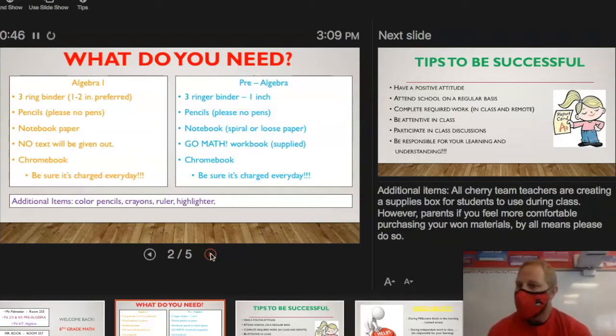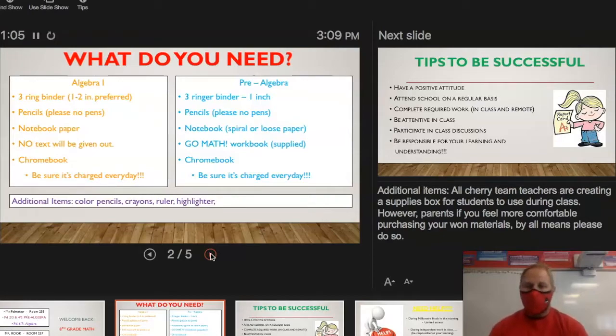3-ring binders, pencils, notebook paper. Can be either spiral or loose. In Algebra 1, no textbook will be given. Go Math, we will have a workbook and it will be supplied with you. Chromebook. Chromebook is the huge thing. Be sure it is charged every single day. Must be charged, okay? When you come into class, it has to have a full charge.